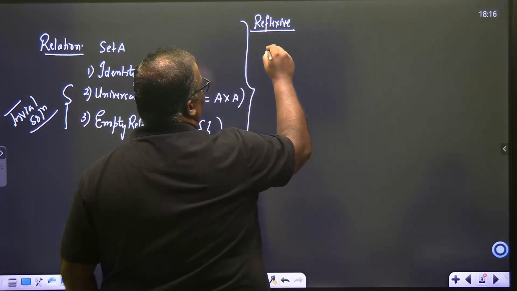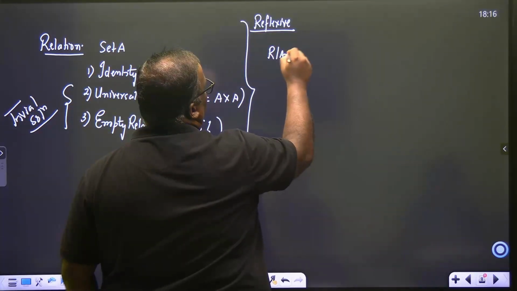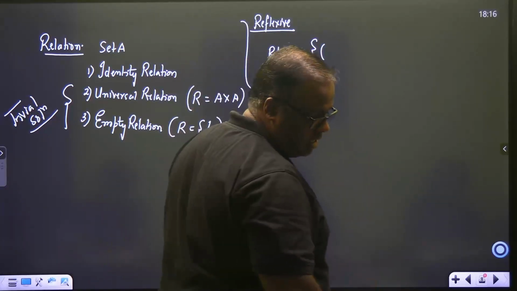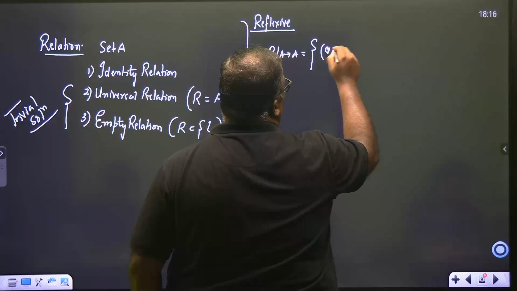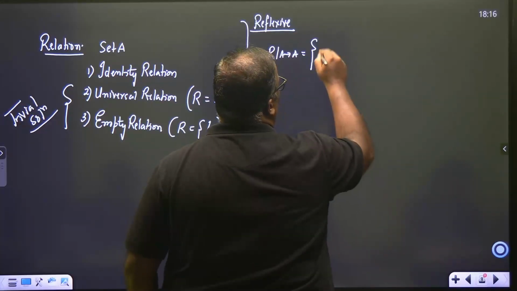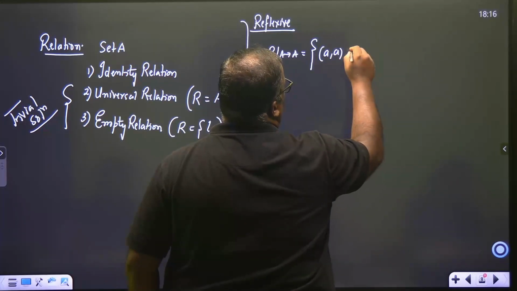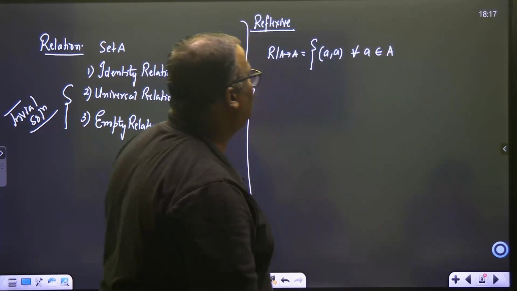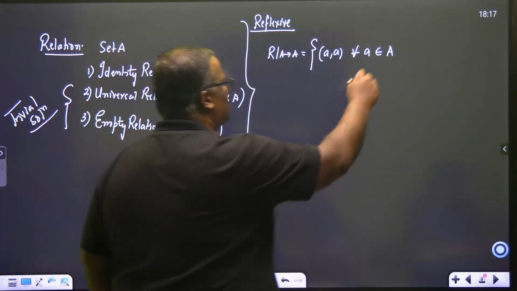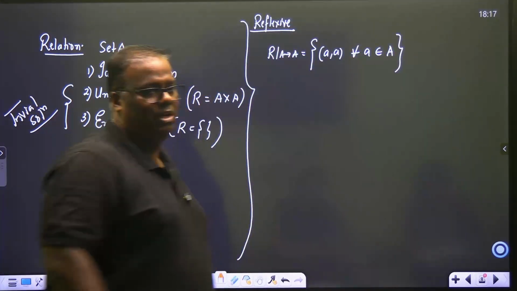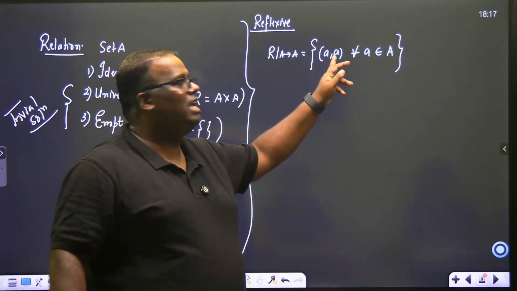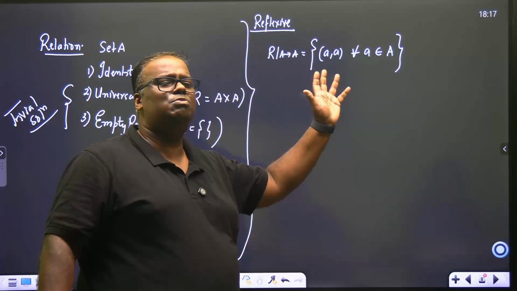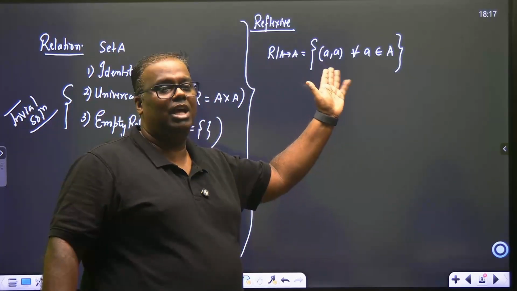We say a relation R mapped from a set A to A is reflexive if you get an ordered pair (a, a) for every a belonging to A. Nobody understands by this definition. It will never become clear. Then you will ask me, sir, you are getting (a, a) for every a belonging to A, so what is the difference between this relation and the identity relation?